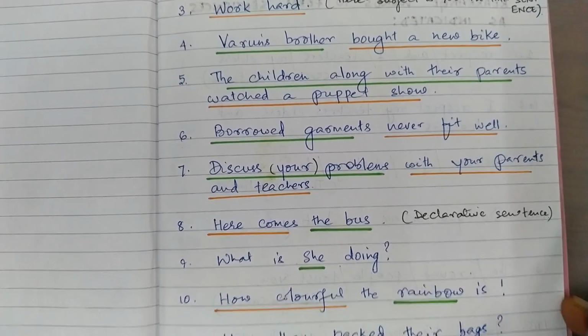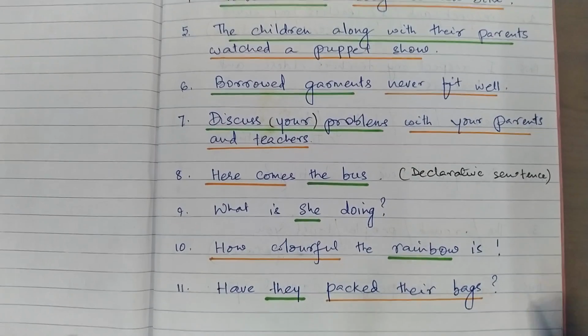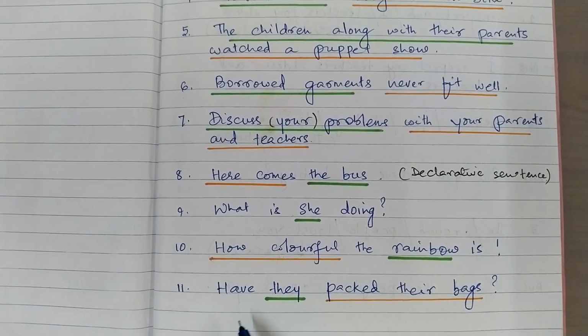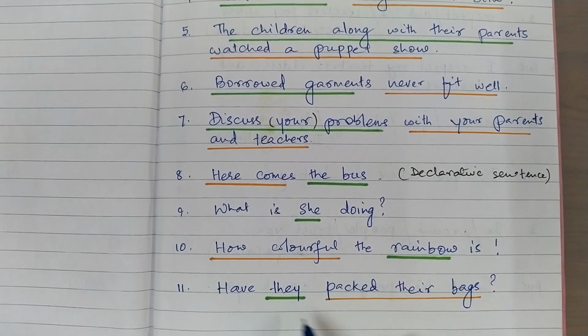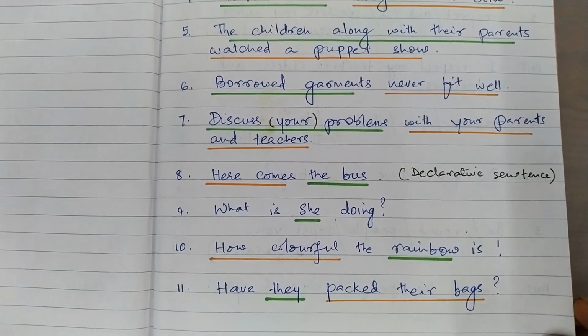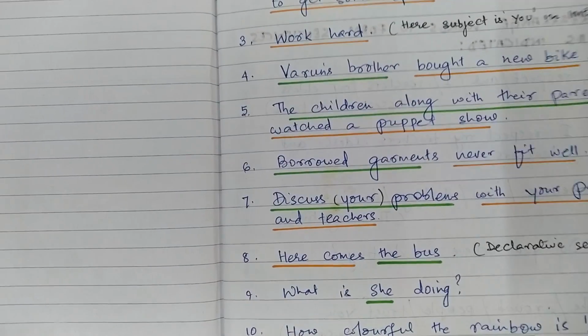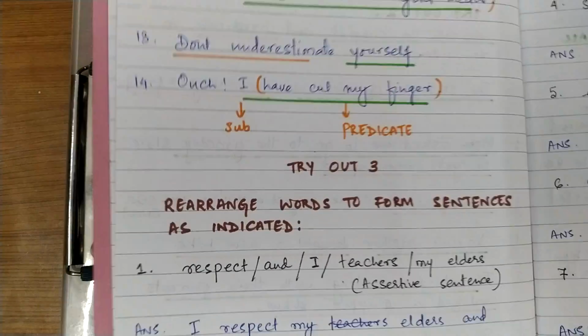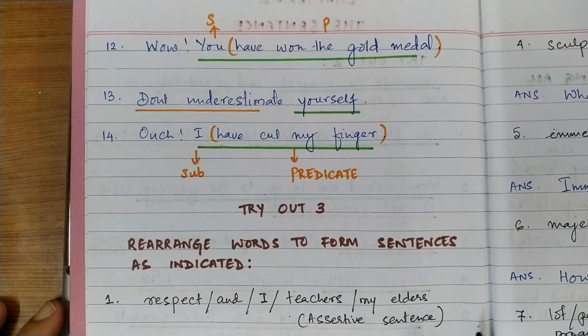Number 11. Have they packed their bags? This is an interrogative statement. Now first we have to always identify the subject which is they over here. Have they is the subject and packed their bags is the predicate which is telling us whether they have packed their bags or not. Next children, number 12.